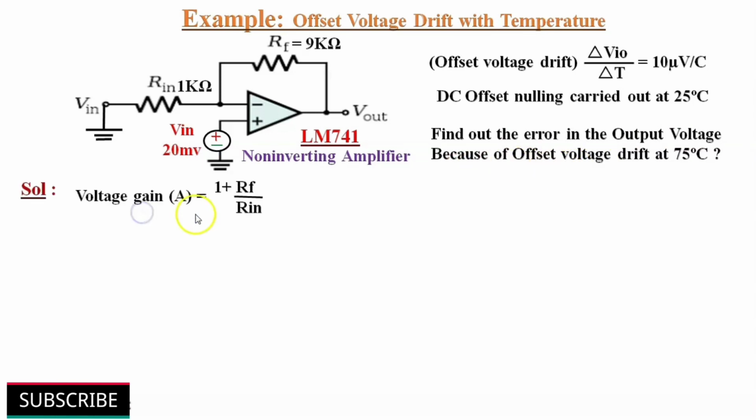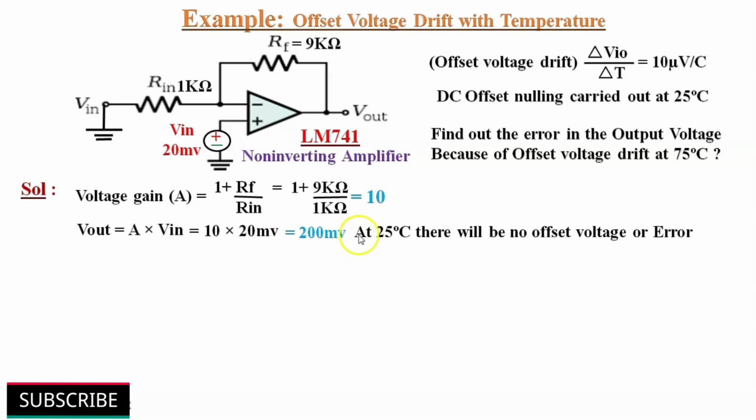Here our non-inverting gain A is equal to 1 plus RF by Rin, 1 plus 9 kilo ohm by 1 kilo ohm, which is equal to 10 as a gain. Vout is equal to gain into Vin. Gain 10 into 20 millivolt input, that comes Vout as 200 millivolt. At 25 degree centigrade, we don't have any error in this output voltage because we have already carried out DC offset null at this temperature.